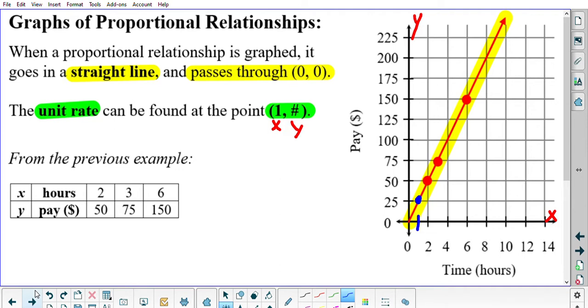So this is why for a proportional relationship, if you go to the ordered pair where x is 1 and you find the dot at that place, you will have the unit rate. Like we said, when x is 1, the y value is 25. That represents $25 for 1 hour, which is the unit rate that I've been using over and over again for the examples of this page.